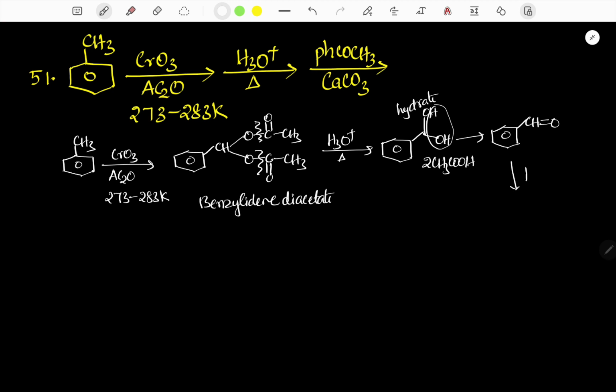Now this benzaldehyde is treated with ketone in the presence of CaCO3.